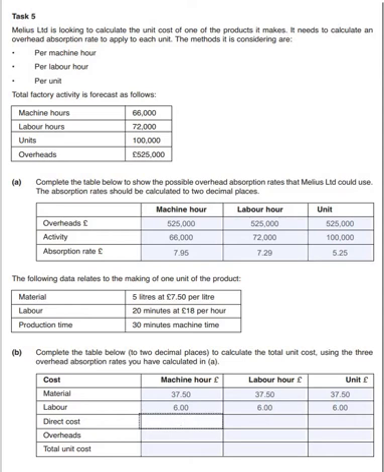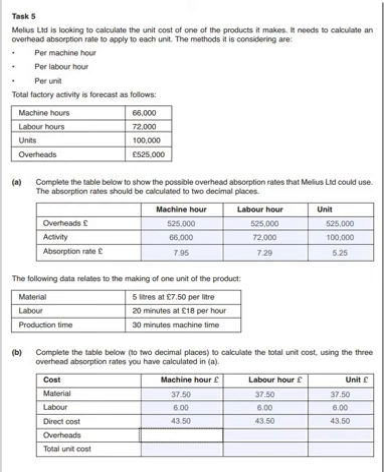So our direct costs is just our materials and labour added together. So it's £43.50 for the machine hours. It's £43.50 for labour, and again £43.50 for per unit. Now all we have to do is work out our overheads.